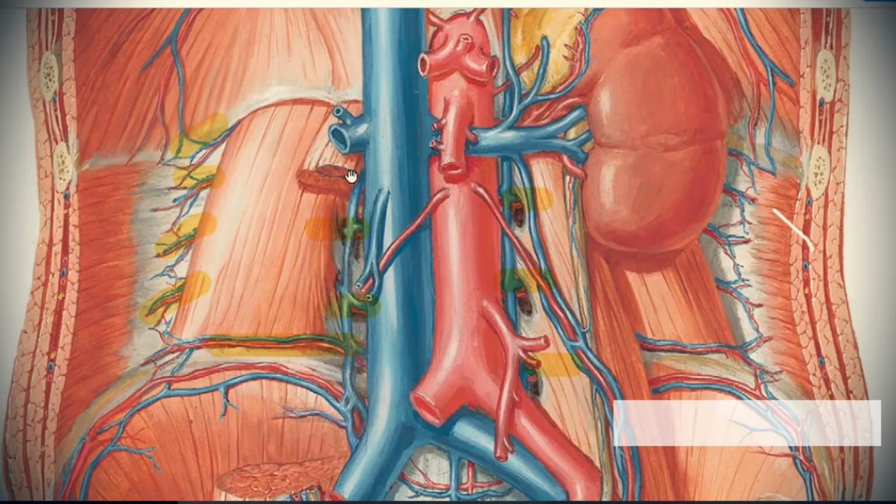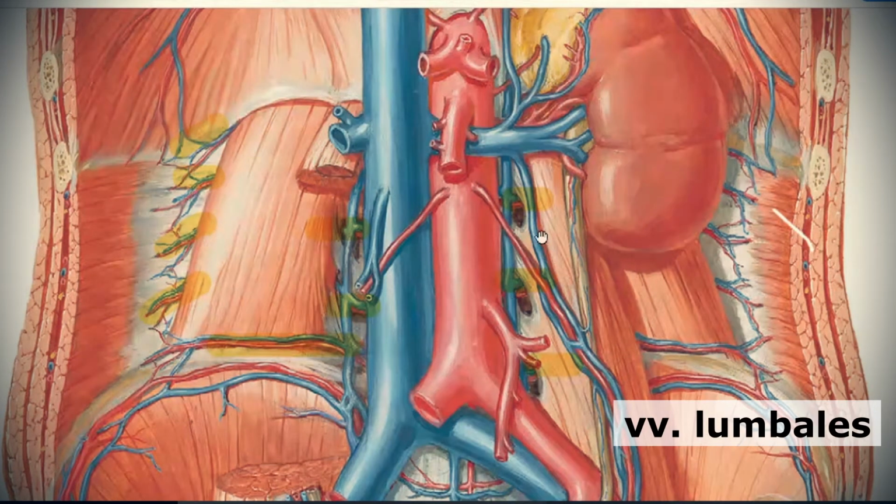If you talk about lumbar veins, vena lumbalis, you have like 4 or 5 pairs of lumbar veins that originate between the muscles of the abdominal cavity, mostly lateral. They drain blood from these muscles: transversus abdominis, obliquus internus, obliquus externus, quadratus lumborum, iliopsoas, and even rectus abdominis.